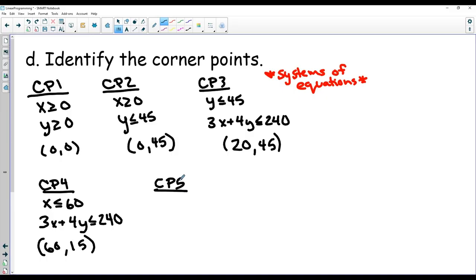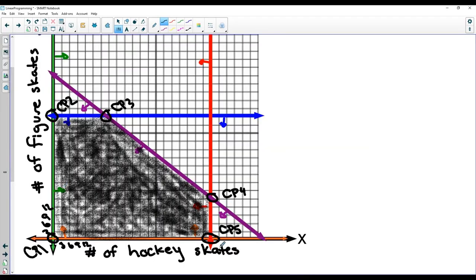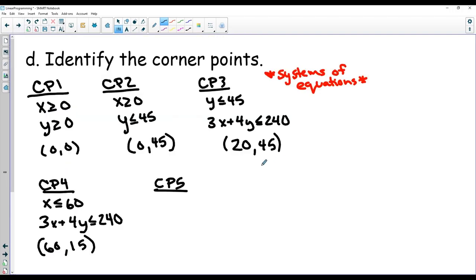And then corner point 5, the orange and the red. The orange was y is greater than or equal to 0, and the red was x has to be less than or equal to 60. So this one's, again, easy. No need to think about this one too much. Our corner point 5 is 60, 0.